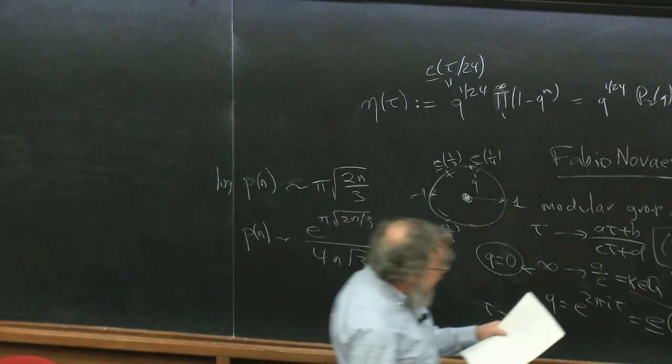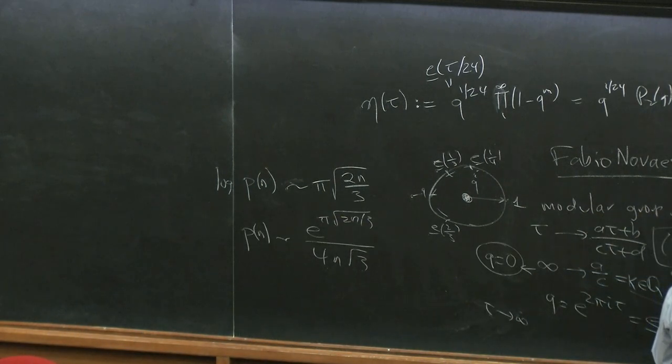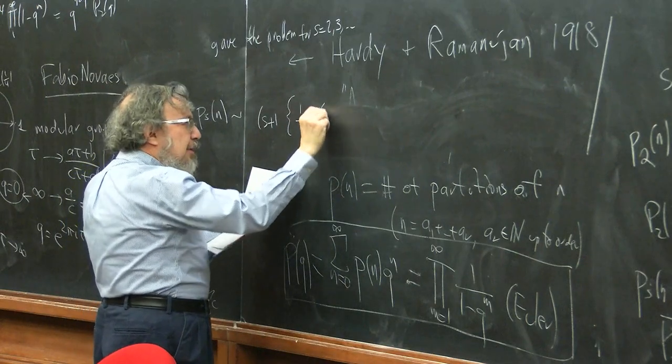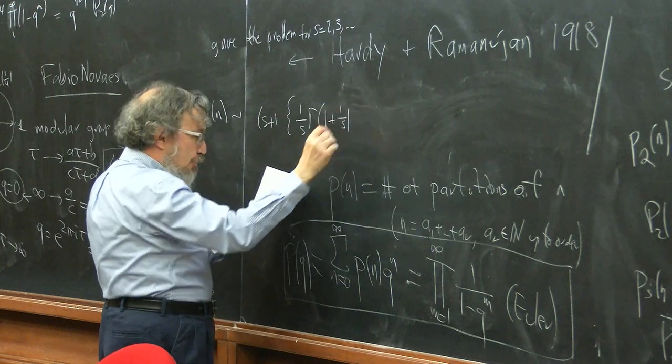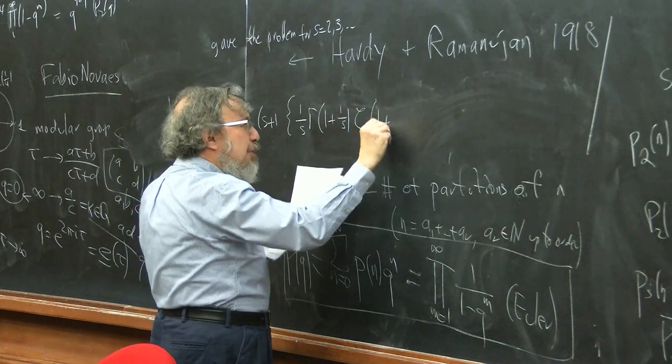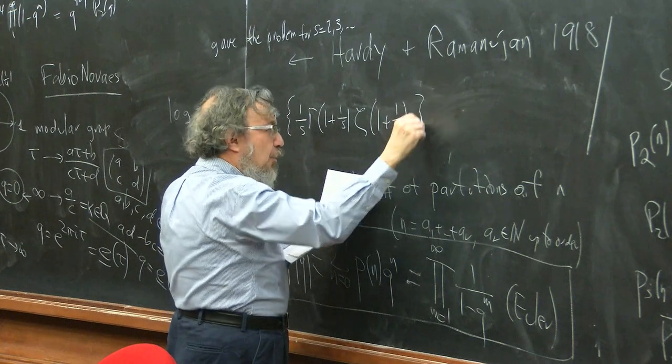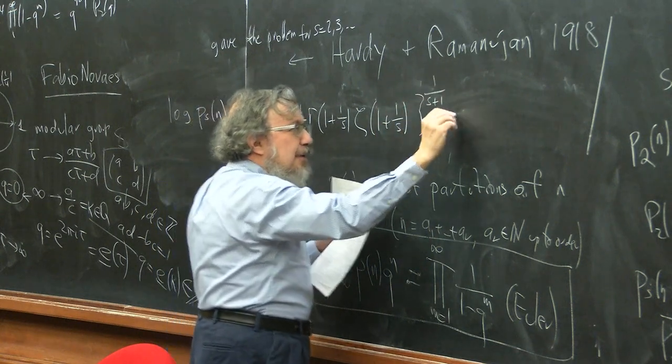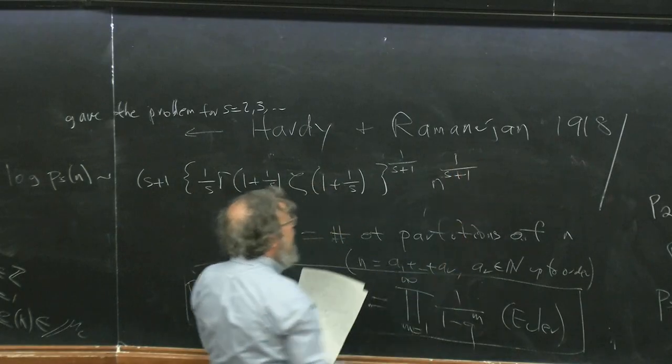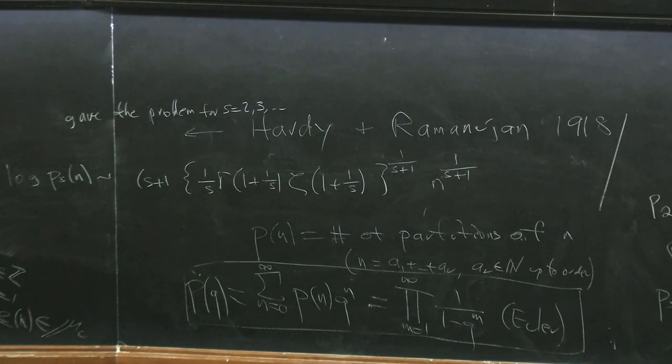So that much they gave here, and the form that they gave was the weaker one, that the log of this grows like a multiple of a power of n, and the constant is a little long. So the constant is s plus 1 times the expression 1 over s, gamma of 1 plus 1 over s. I hope I wrote this correctly, but I think I did. Zeta of 1 plus 1 over s, the whole thing to the power 1 over s plus 1, times n to the 1 over s plus 1. So it's a little bit complicated.